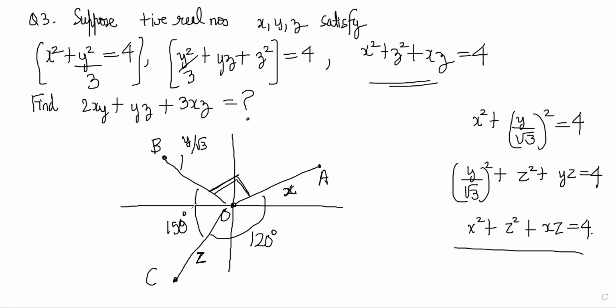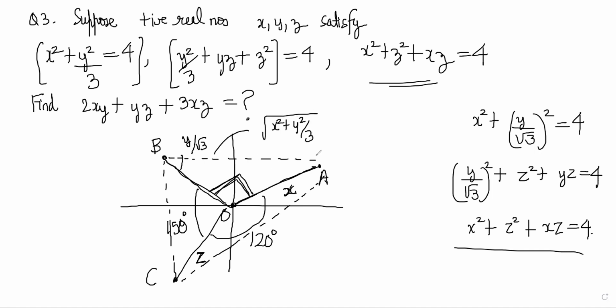Now think about it. If I join AB, BC, and CA, what is the length of the side AB? The length of the side AB will be given by cosine rule in this triangle, right? And it's a right angle triangle, so actually just the Pythagoras theorem. So it will be root over x square plus y square by 3, right? And notice that in the question they have said that that is 4, so that is equal to 2.